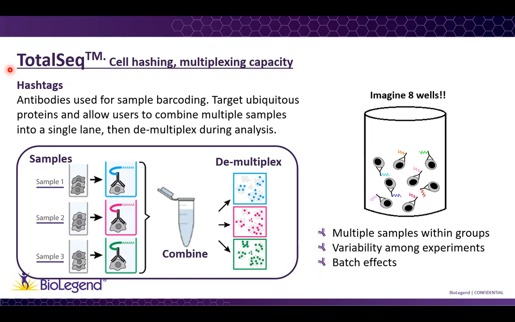For cell hashing, we have our hashtag antibodies. These antibodies label cells by targeting ubiquitous proteins. Hashing provides some important advantages, as you can fit multiple samples coming from different experimental groups into the same run. You can, using the hashtags, decrease the variability among experimental conditions and also decrease batch effects.